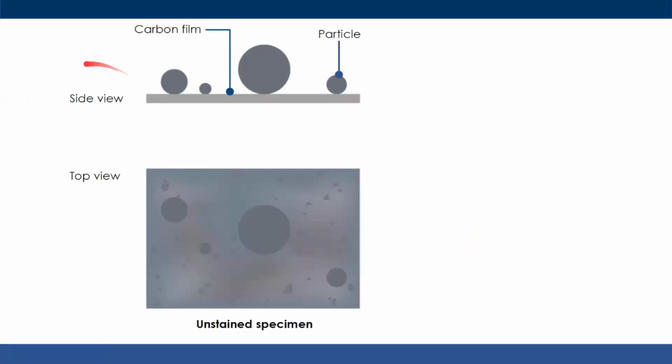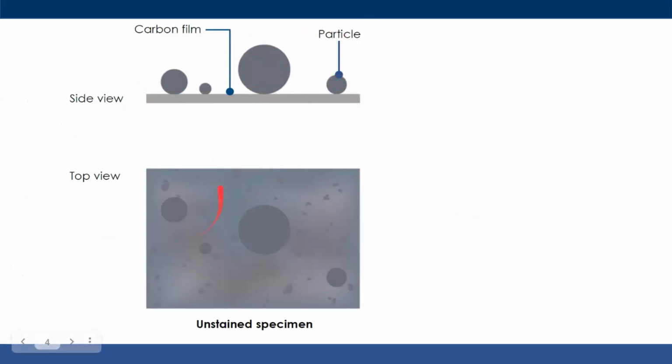This is the side view of the preparation. This is the grid. Usually there's a carbon film on top of it, and this is the representation of the particles.